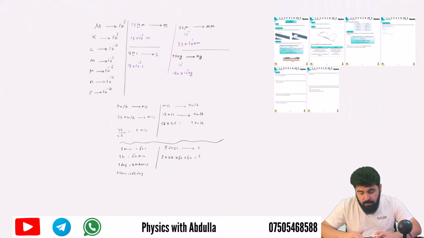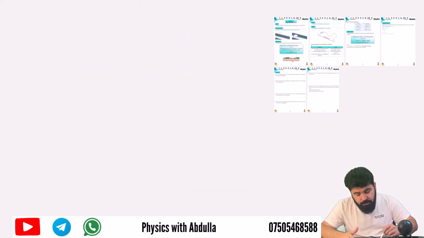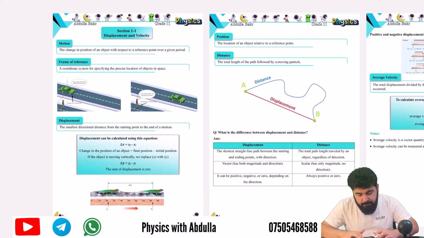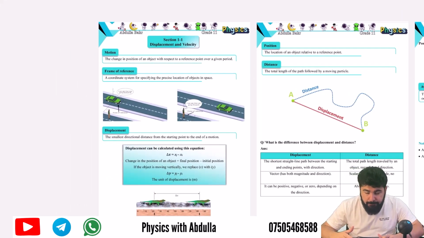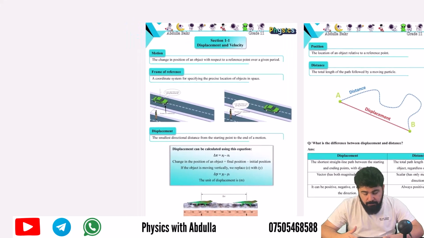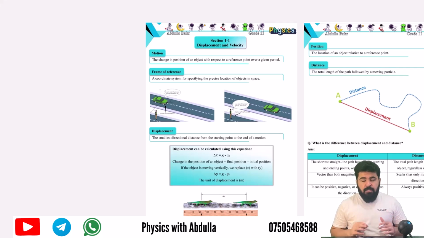Now, we have chapter 1, motion in 1 dimension, or motion in a straight line, okay? Now, before we talk about motion, what is motion? Let's talk about something which is called frame of reference. You can already understand the idea from the concept. It's called frame of reference.